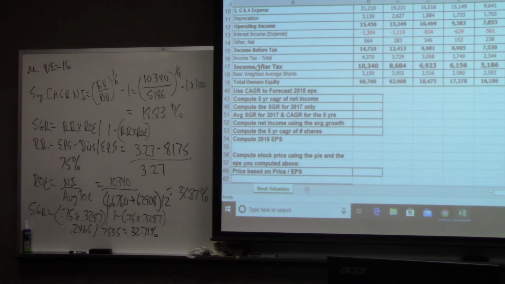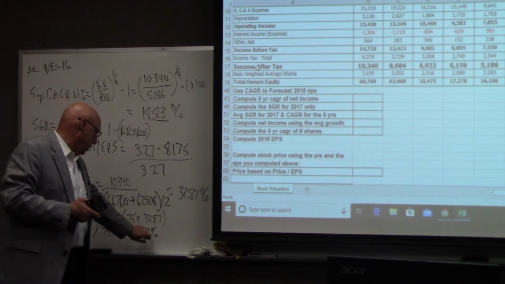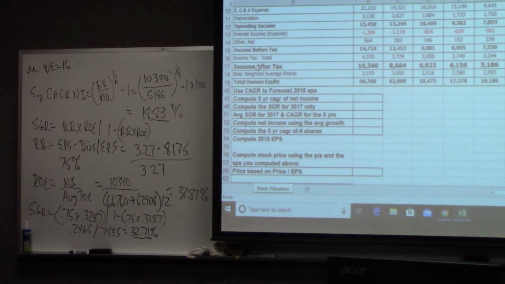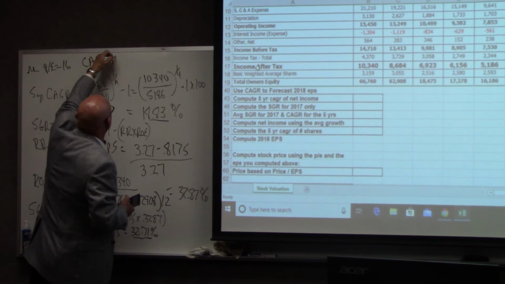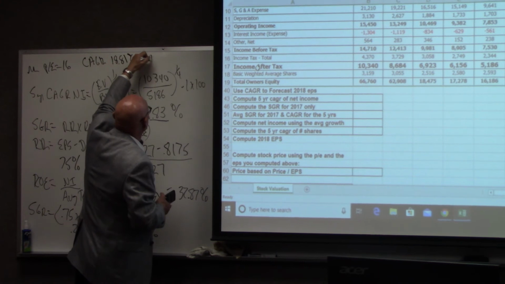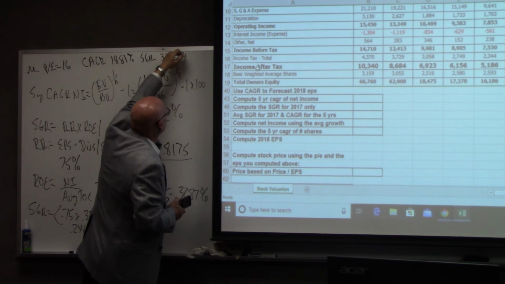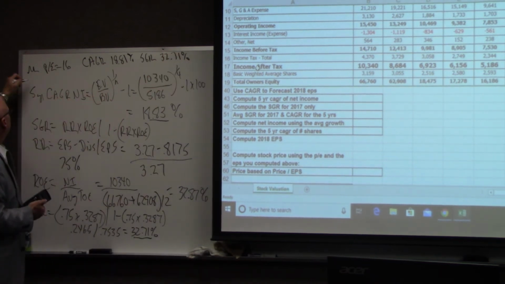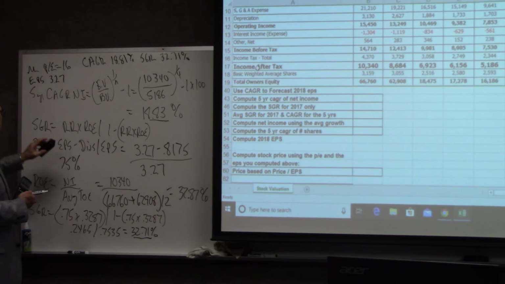All right. So now we have CAGR of 18.83% and SGR of 32.71%. So let's put this up here. CAGR, 18.81%. SGR, 32.71%. All right. And earnings per share $3.27. All right, let's go ahead and get rid of this.